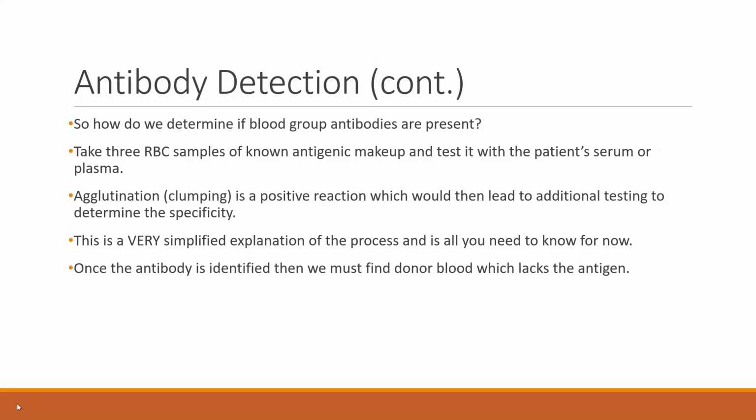Once the antibody is identified, then we must find donor blood which lacks the antigen, because otherwise if we introduced or transfused antigen-positive blood, we're giving them about 150-200 mL of red cells that possess this antigen, which could lead to an acute hemolytic transfusion reaction.